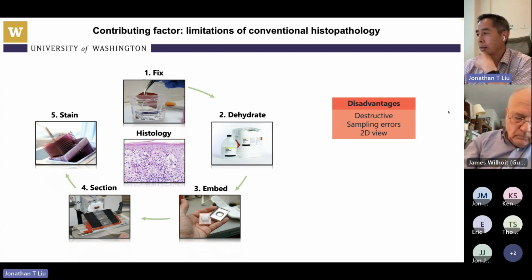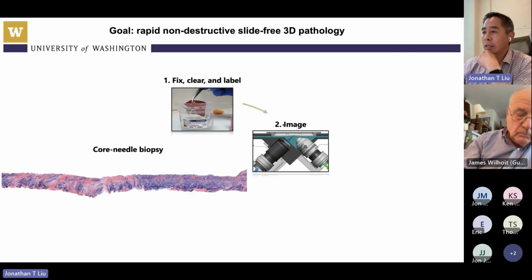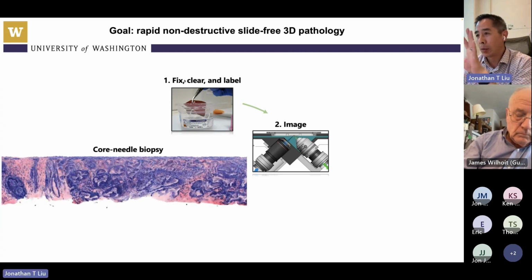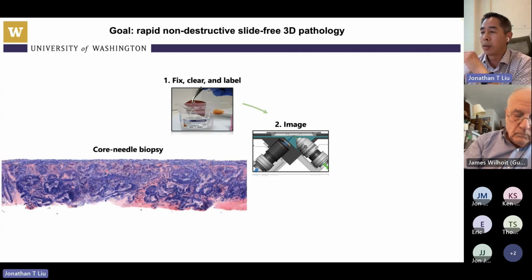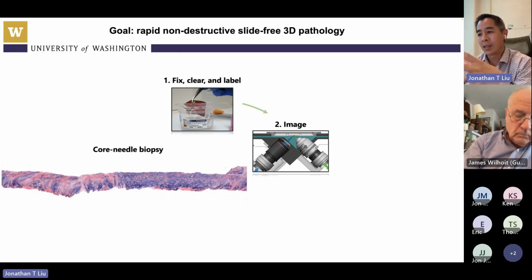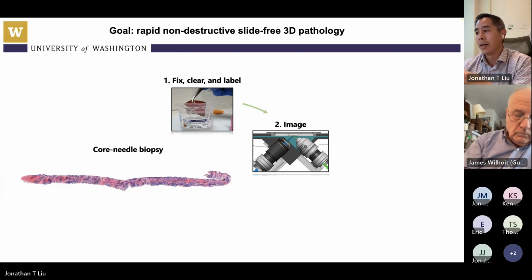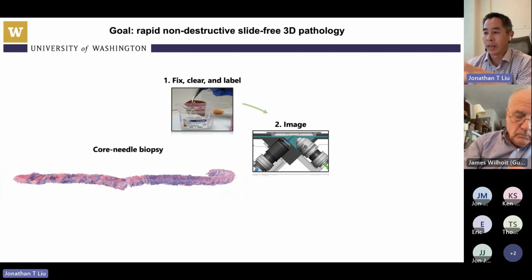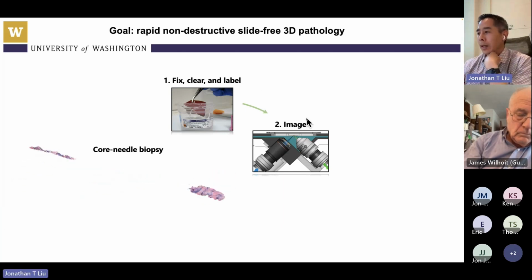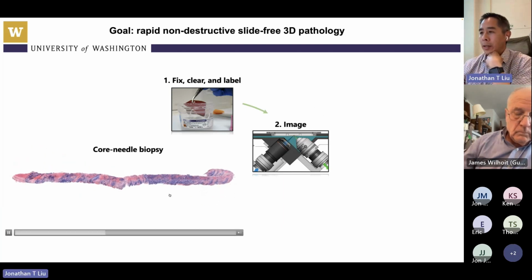So you're missing a lot of the tissue and you're seeing it in 2D, and we of course live in a 3D world. So the vision is, if we can find better ways to preserve the tissue and to clear it, I'll talk about that later. Clearing makes the tissue transparent so that now we can image it in 3 dimensions with a light microscope. And I'll talk about our technology for doing that.